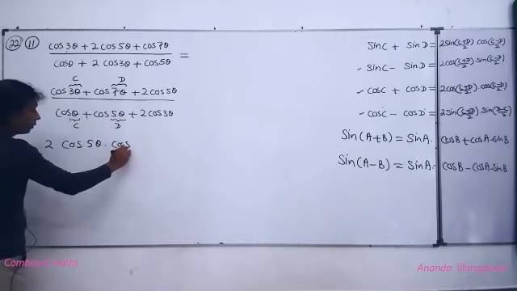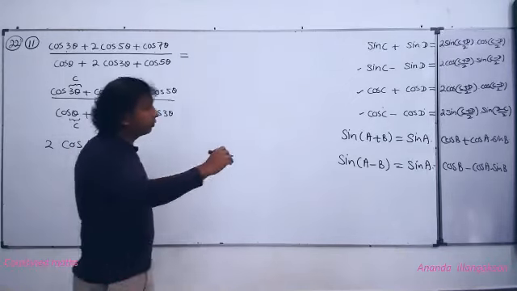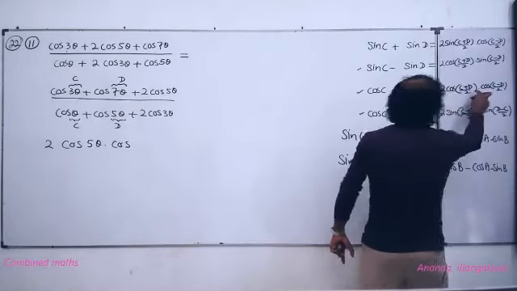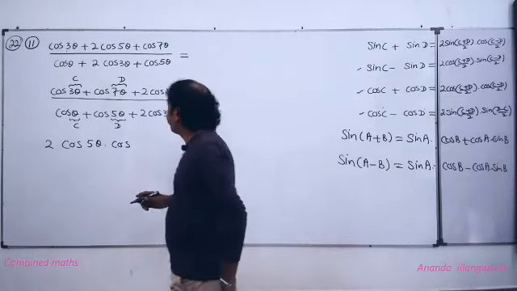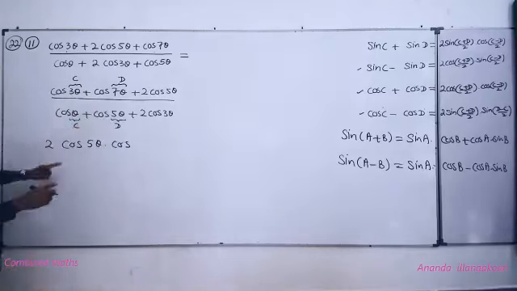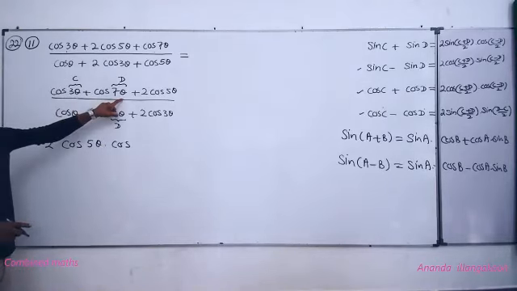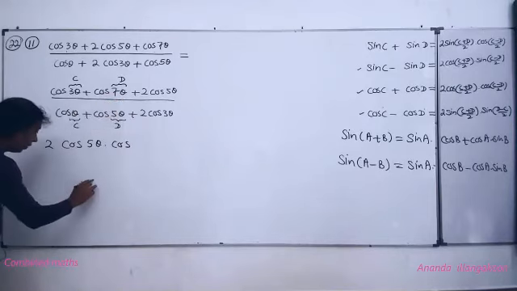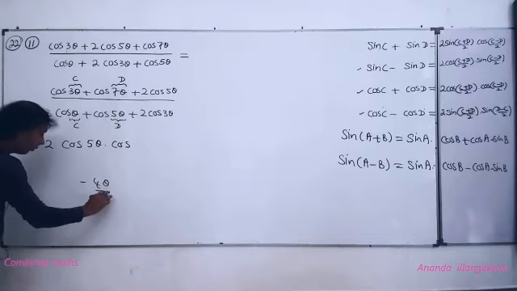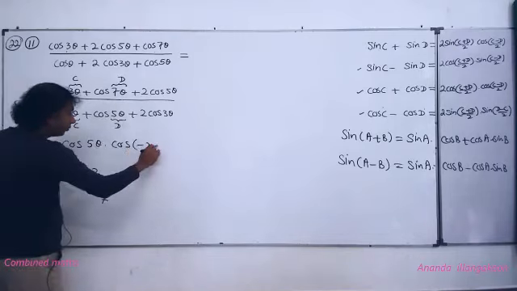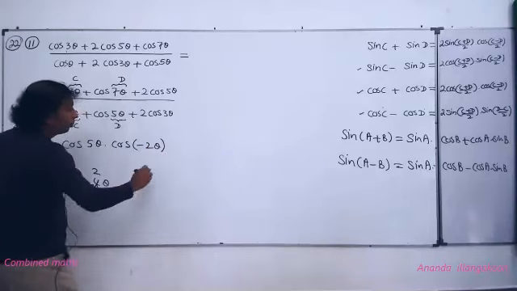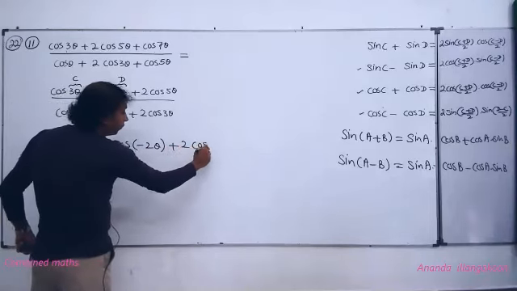Again cos. Here cos C plus cos D, right hand side both are cos, no? Then second one is C minus D, 3 theta minus 7 theta. 3 minus 7 is minus 4, no? Minus 4 theta coming. But that should be divided by 2. Minus 4 theta should be divided by 2. 2 and this 4 we can cancel down. We get minus 2 theta. Plus 2 cos 5 theta.